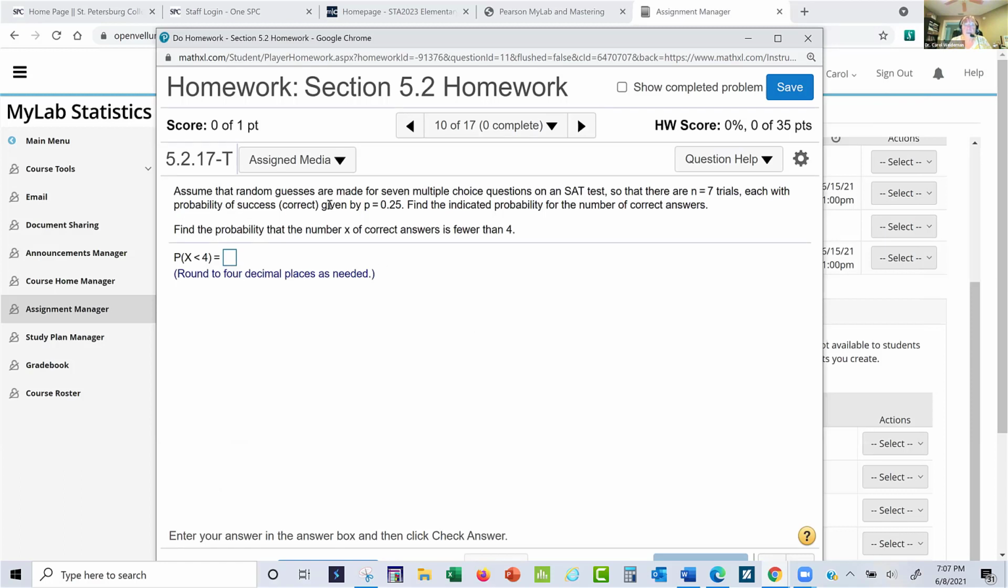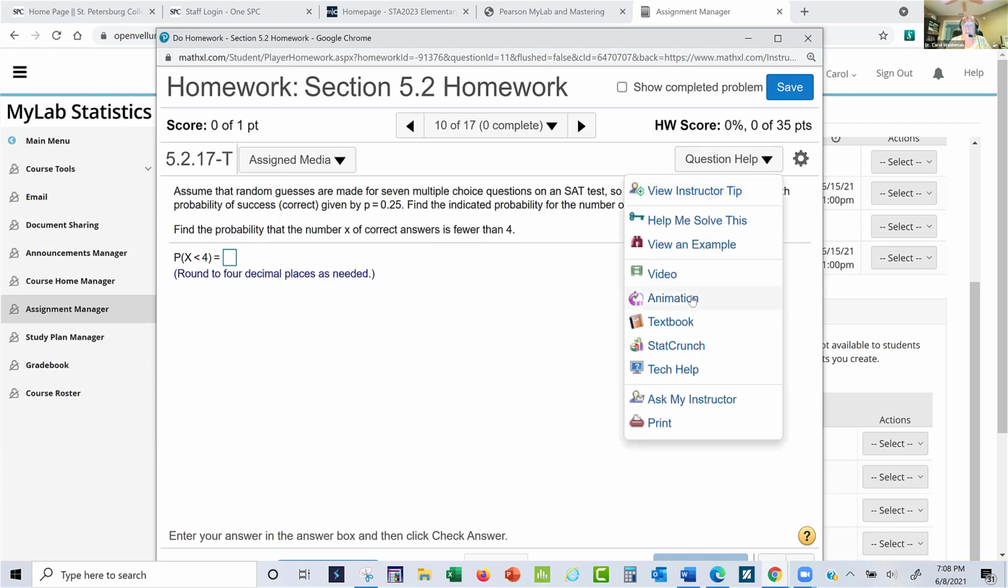It says, assume random guesses are made for 7 multiple choice questions on an SAT test. So there are 7 trials, each with a probability of success of 0.25. Find the indicated probability for the number of correct answers. Find the probability that the number of correct answers is less than 4.